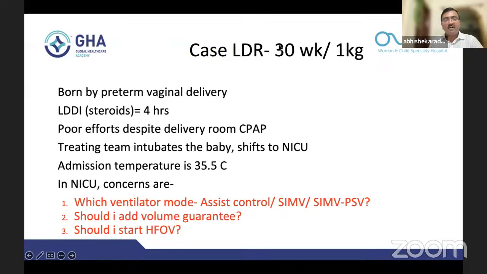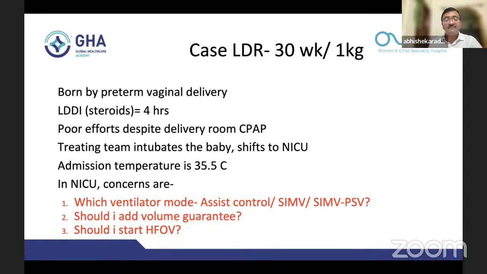So, unfortunately, we could not wait because the baby had to be delivered by preterm vaginal delivery. The steroid could only be given for 4 hours. The newborn had poor efforts despite delivery room CPAP. So the treating team intubates the newborn and shifts the baby to NICU. On admission, the temperature shows hypothermia, that is 35.5 degrees Celsius.